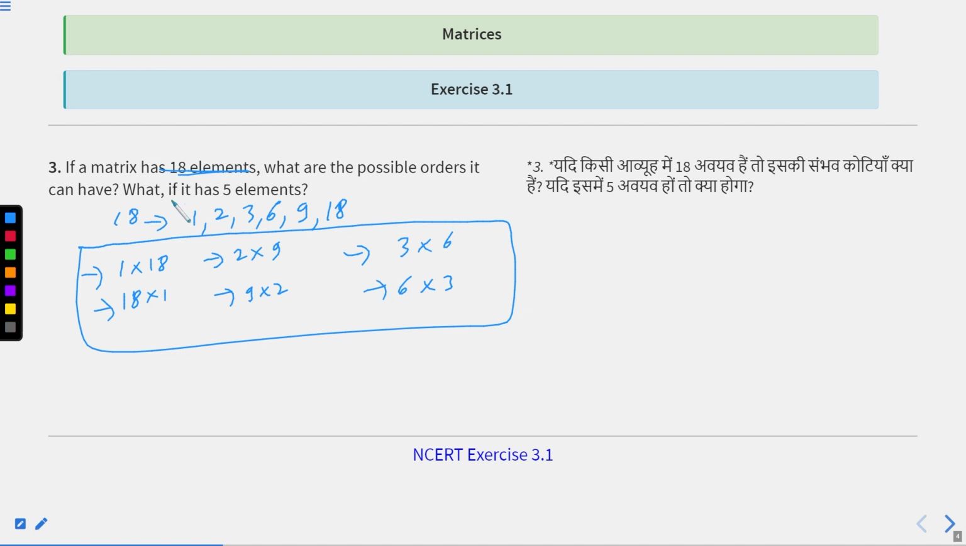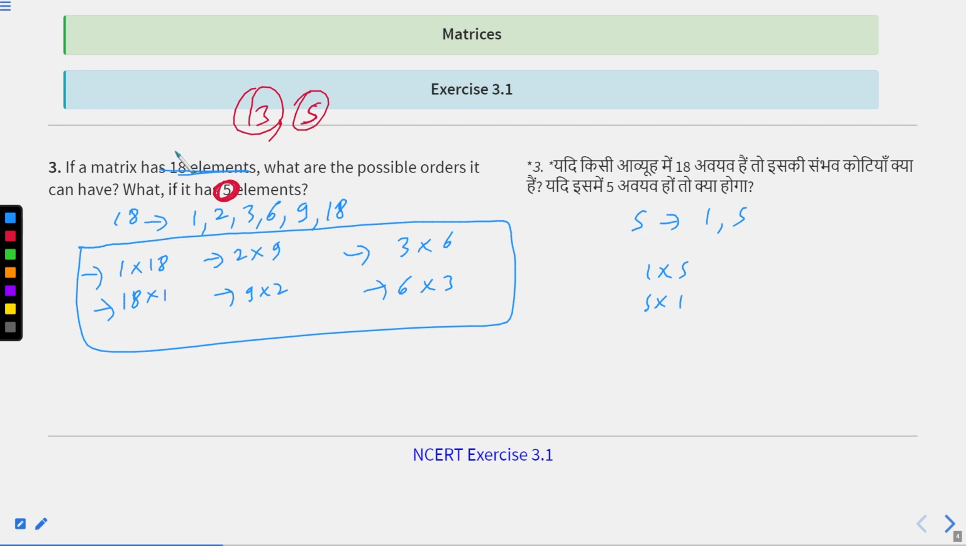Now what if it has 5 elements? Now you are having 5 elements. Factors will be 1 and 5 only. So this means 1 cross 5 and 5 cross 1. Now you saw something interesting happen: in the previous question you were having 13 and here you are having 5. Both are prime.